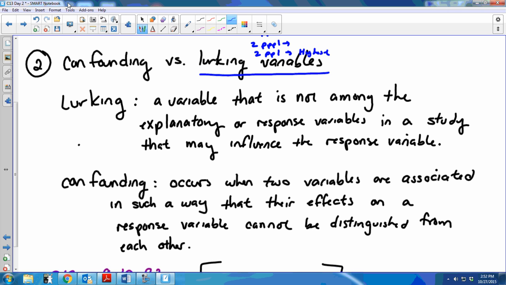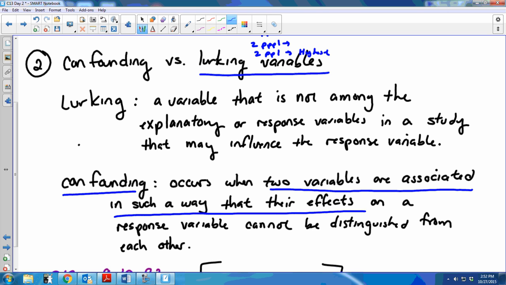A confounding variable is where you have two variables that are so closely linked that you can't distinguish which variable actually had an effect on the response variable. Like, you can't separate them. We can talk a little bit more about that tomorrow as well. But the confounding is where you have two variables that are so closely linked that you can't separate them. All right?